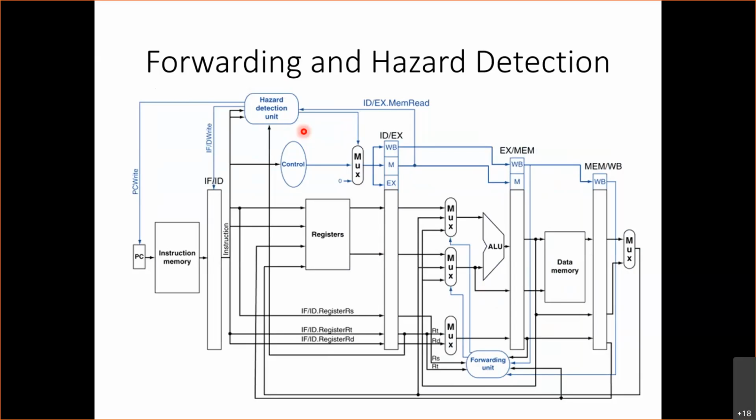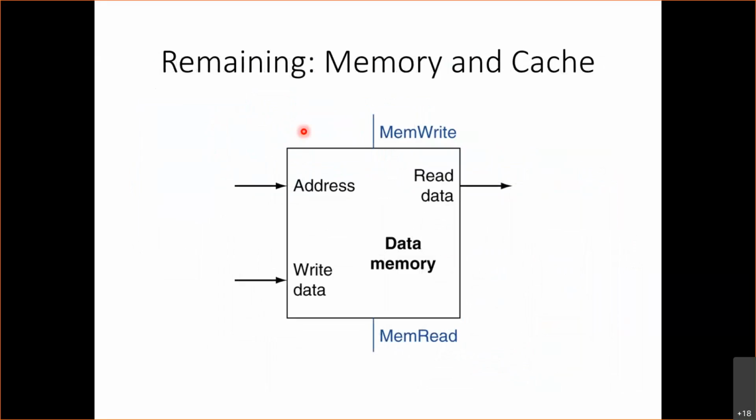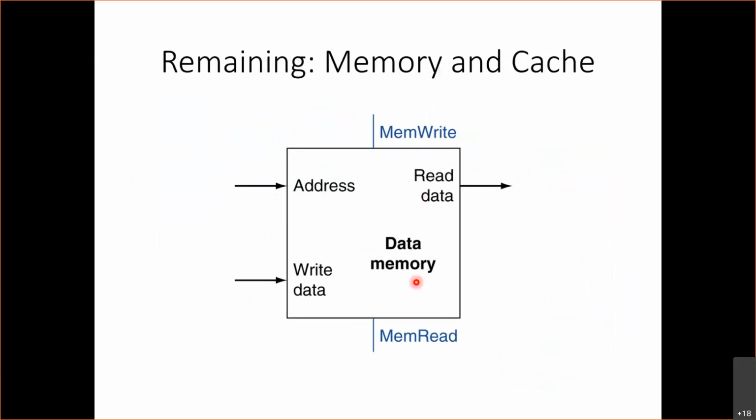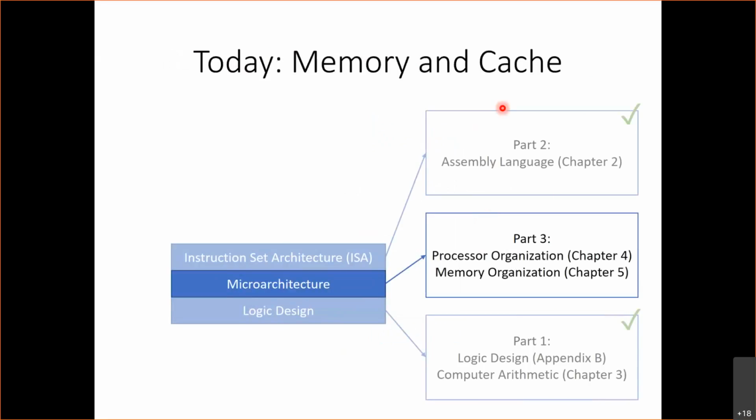So what we're going to move on to cover now is this block over here, this data memory block that takes an address and reads or writes data to that address. What we're going to talk about in the remaining part of the course is how this memory is organized. Today we're going to talk about memory and cache. This corresponds to chapter 5 in the text.